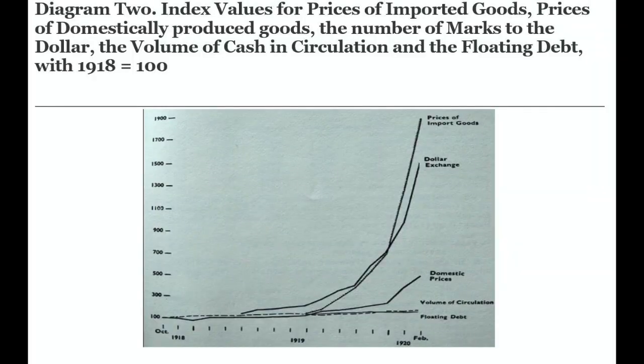Thus, between October 1918 and January 1920, the mark lost 90% of its value against the dollar, and the price of imported goods rose 12-fold. Diagram 2 shows how the fall in the external value of the mark tracked the rise in the price of imported goods.